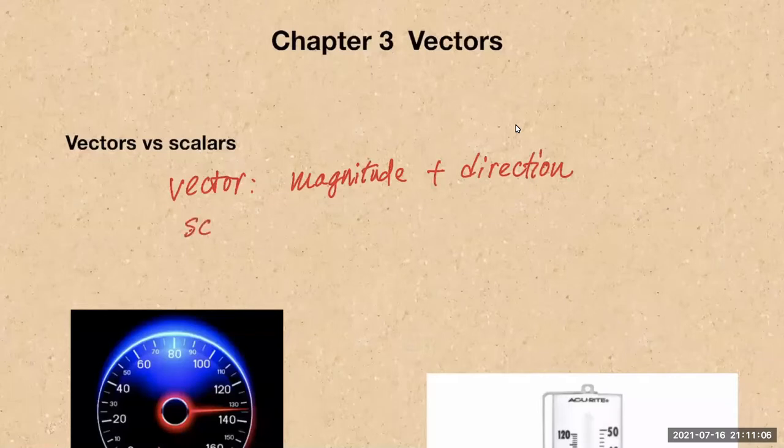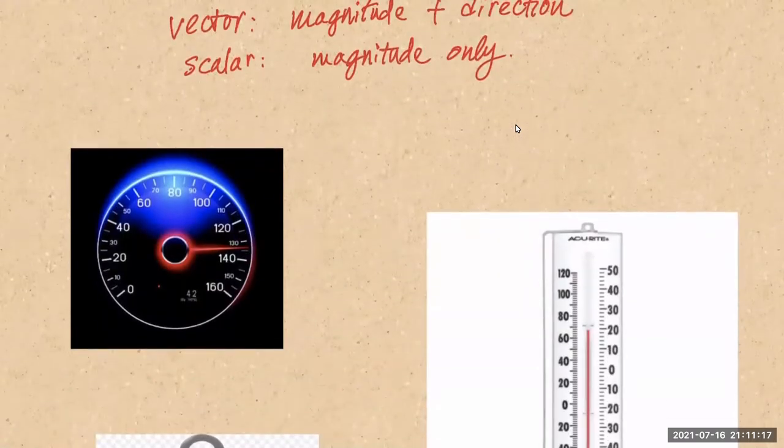Whereas with a scalar, it's magnitude only. And let's look at some examples. This, as you know, is a speedometer in your car. The speedometer reads a number, and that number is how fast the car moves. You notice that we never call it a velocidometer, do we? We only call it a speedometer. So why don't we call it a velocidometer? Because it doesn't give you velocity, it only gives you speed.